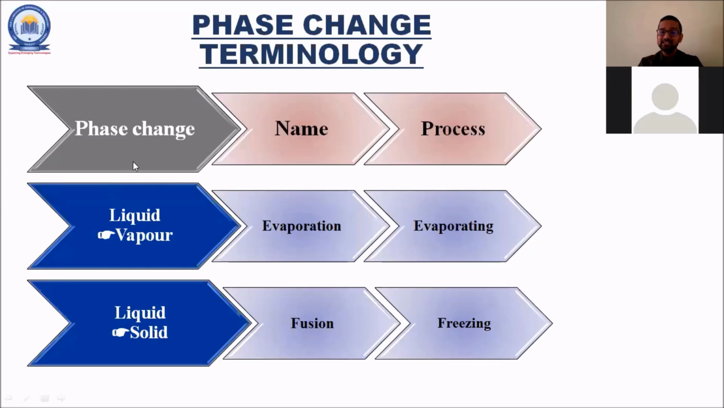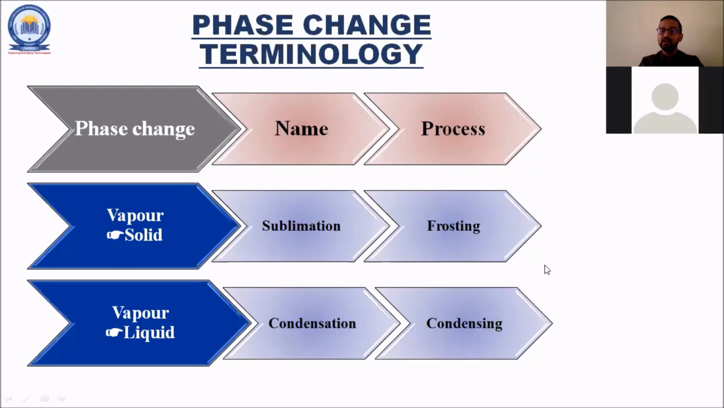So remember this point perfectly. Moving further, the phase change from liquid to vapor is known as evaporation, and the process is known as the evaporating process. When we are converting the liquid into the solid phase, the name of the phase change is known as fusion, and the technical process is known as the freezing process. And finally, the last phase change, vapor to solid, is again known as sublimation, but the process is known as frosting.